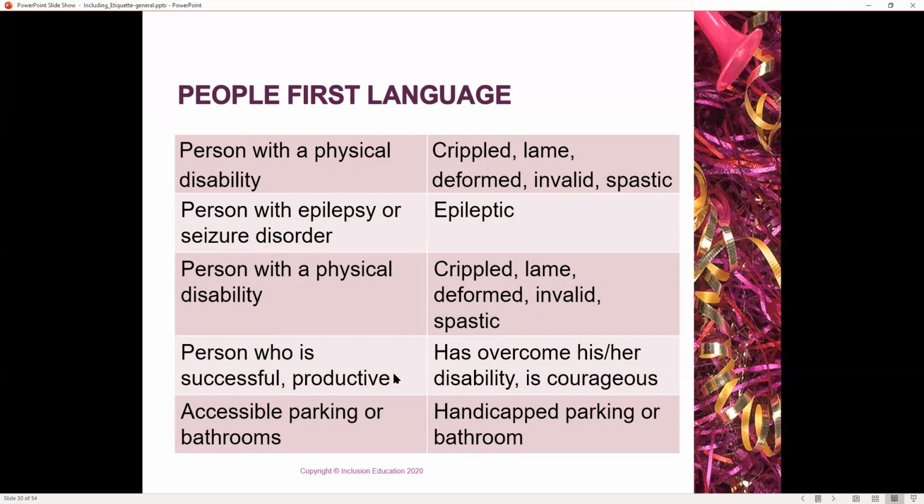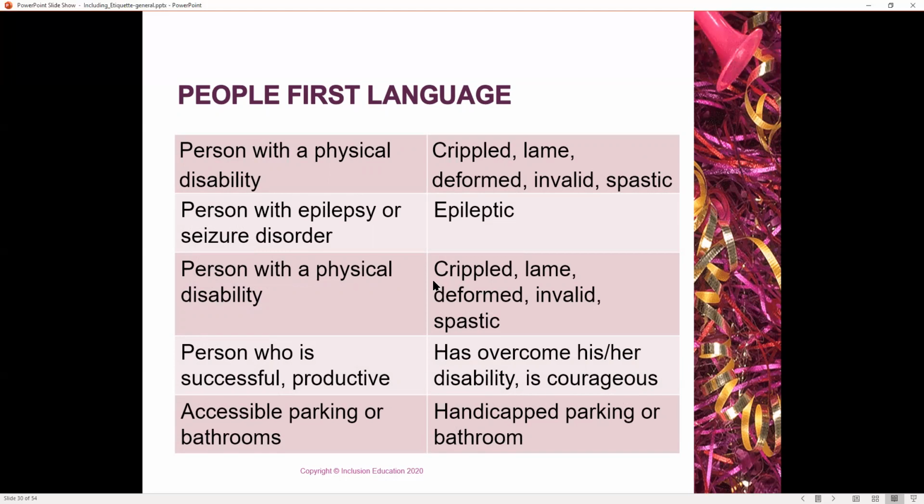Say a person who is successful or productive rather than a person who has overcome her disability or is courageous. No, it's just successful. Either way, if someone didn't have a disability, then they're successful. Just because someone happens to have a disability and they're successful doesn't mean it's because of that disability. It just happens to be what they did. And accessible parking or bathrooms.